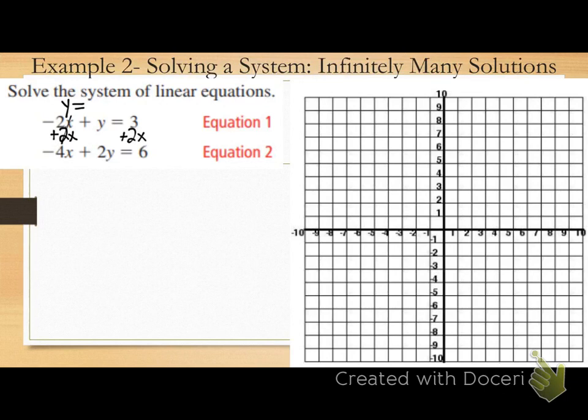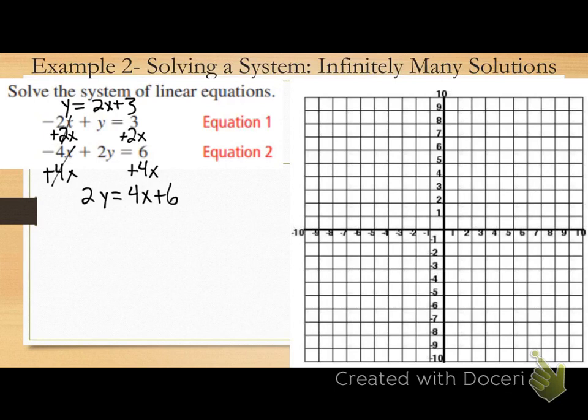Can I combine a 3 plus 2x? No. So you can write it as 3 plus 2x or 2x plus 3. Equation 1 is now solved for y. Equation 2, how would I get that solved for y? Add 4x to both sides. Can we combine a 6 plus 4x? No, I'm going to write it as 4x plus 6.